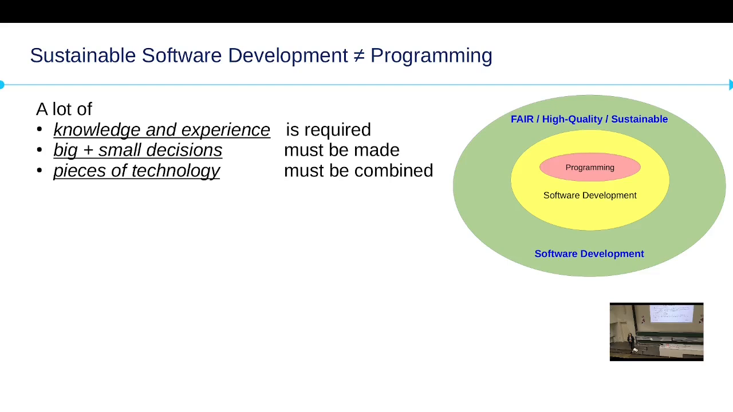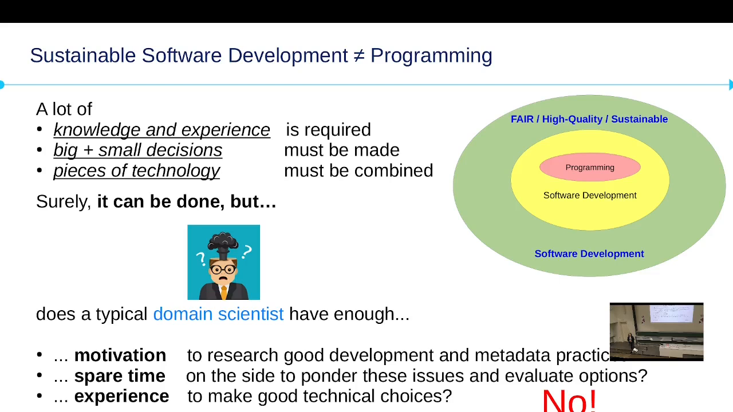You need to have an idea of where you want to go and how this should be managed. You need to combine this technological stack to run this project. But imagine a typical domain scientist who's busy doing research and trying to figure out something about whatever domain he's working in, and now you tell him he should write sustainable software. Let's be realistic. Does this person have spare time, motivation or experience to make all these choices, do the required research in all these technologies and run this project? Of course not.